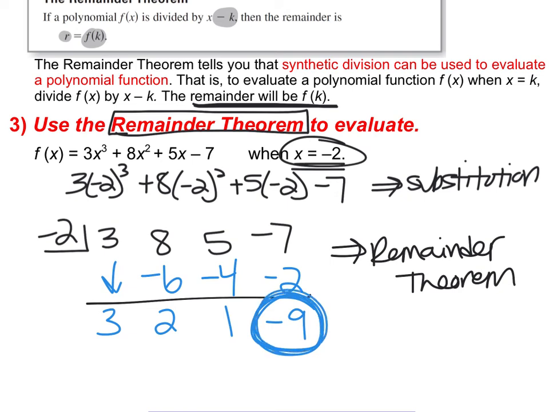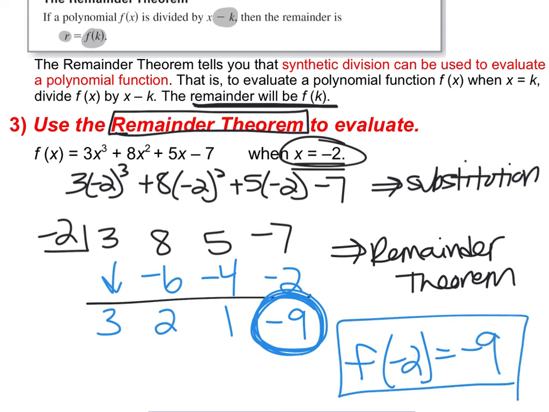So what this means is that f evaluated at -2 using the remainder theorem is -9. Now, if you type this in your calculator, you should also get -9 as an answer, which is a great way to check, but your work needs to show the synthetic division with the remainder theorem.